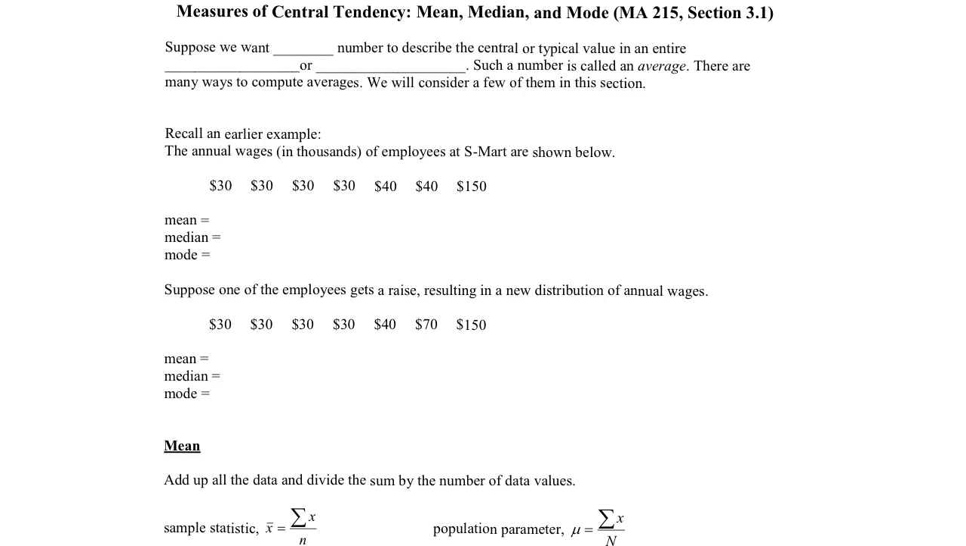So let's get started. Measures of central tendency, or measures of center. Suppose we want one number to describe the central or typical value. So we're looking for one number that is like a typical value in an entire sample or population. Such a number is called an average. There are many ways to compute averages. We will consider a few of them in this section.